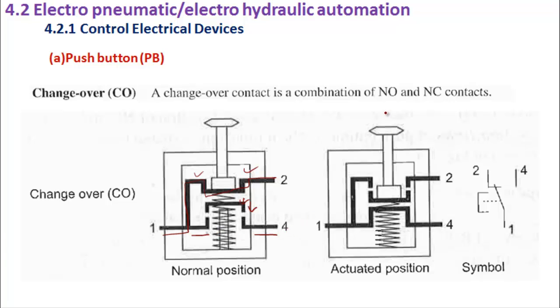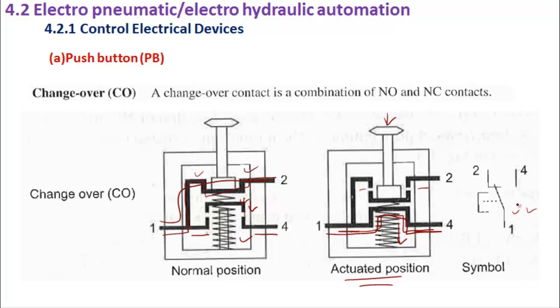Once you press the switch, 1 and 2 get disconnected because a gap appears here, whereas this contact gets touched and 1 and 4 are now connected with each other. Now see here, the spring has got compressed as compared to this one. This is the actuated position. So in the normal position, 1 and 2 are connected. In the actuated position, 1 and 4 are connected. And this is the symbol for it.